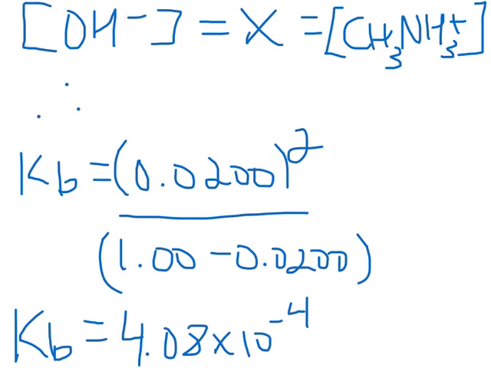So you start off, you got a bunch of information from the question, you have to kind of figure out where to go, but in this particular case, you start by figuring out the OH- concentration. Once you know the OH- concentration, which is also equal to X, you can solve for the Kb. And that in a nutshell is how to solve these weak base equilibrium problems.